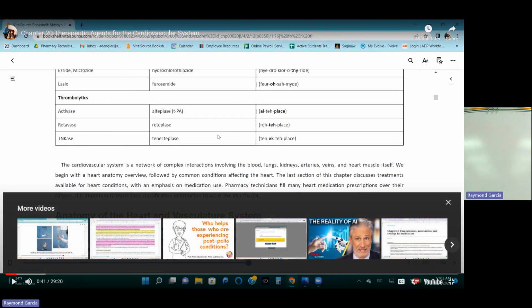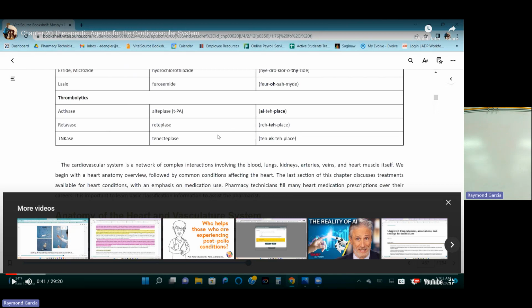That table starts on page 447. It'll help you out a lot as far as the pronunciation, but it does give the drug class, like alpha blockers is a drug class, antiarrhythmic is a drug class. Angiotensin converting enzyme inhibitors or ACE inhibitors is a drug class. Angiotensin receptor blockers, drug class. Also keep in mind how they end, the suffixes.